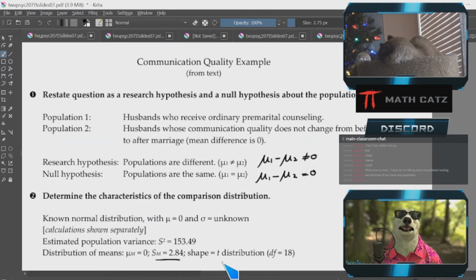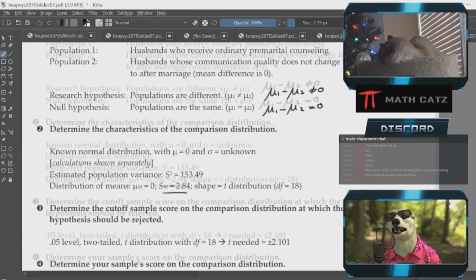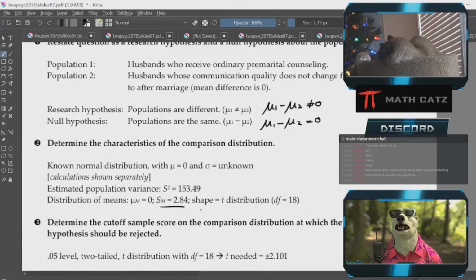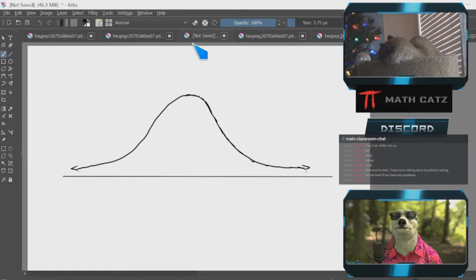It is a t-distribution. Degrees of freedom is 18 because our sample size is 19, and degrees of freedom is 1 less. All right, so far so good. Now we're going to do the same thing as we did before, but we are looking at differences. So we're looking at a mean here of 0.